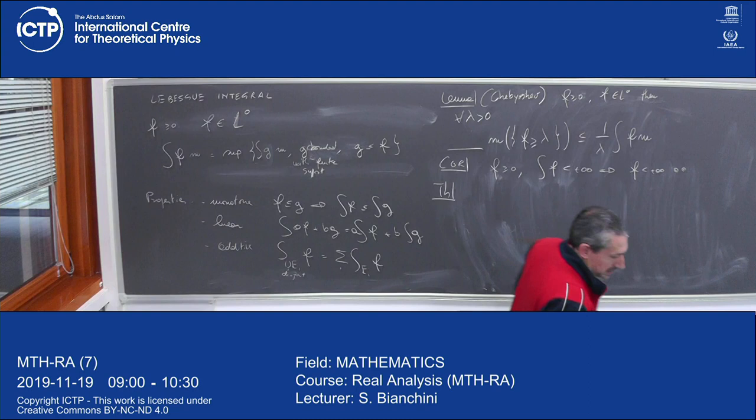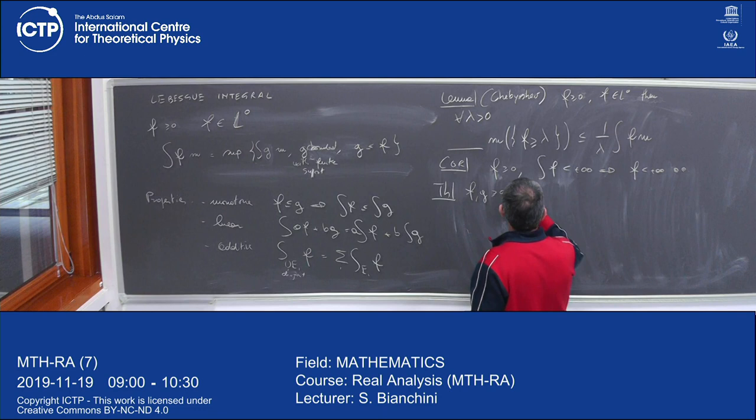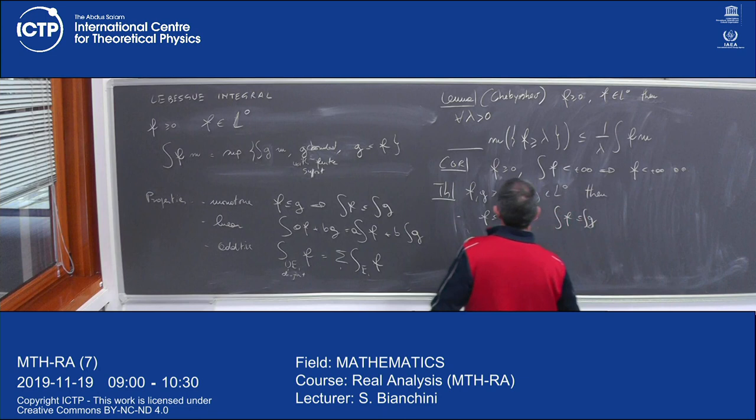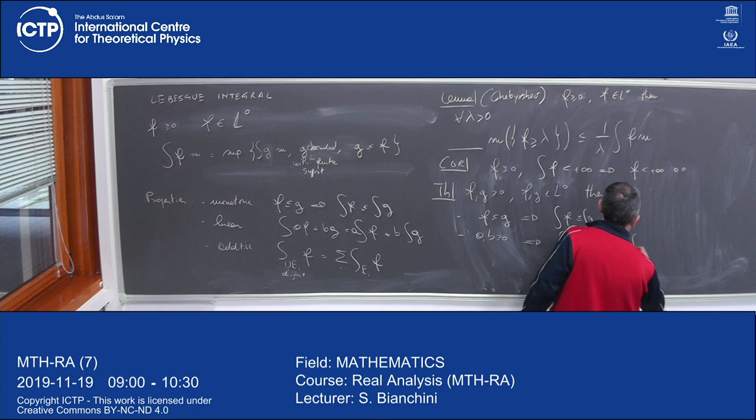The theorem is: f, g greater or equal than zero and measurable, then the monotonicity implies, and finally we have the additivity: a, b greater or equal than zero, then the integral of a f plus b g is a times the integral of f plus b times the integral of g.